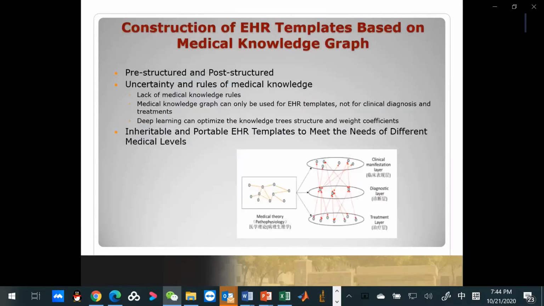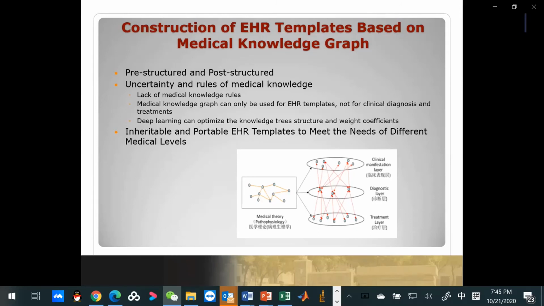Construction of EHR templates based on medical knowledge graphs. Just now, we analyzed the medical knowledge model and got the following conclusions. 1. Medical knowledge lacks rules, so it cannot support doctors in making clinical decisions directly. 2. The medical knowledge graph is easy to use for EHR templates, not for clinical diagnosis and treatment decisions. 3. Deep learning can optimize the knowledge tree structure and the weight coefficients.